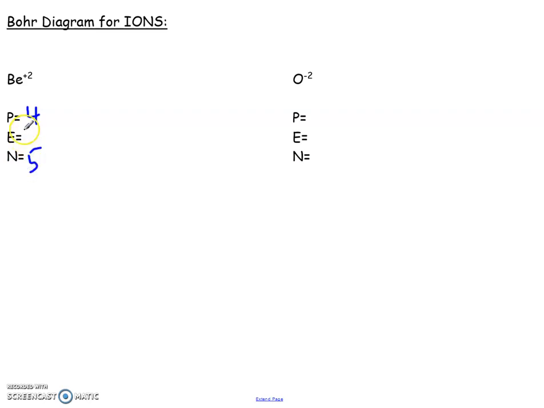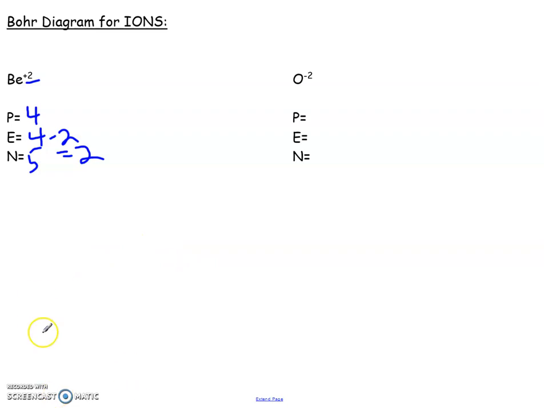Okay? So normally, if this was an atom, the atom would have 4 electrons, right? Because it's the same. But because it's +2, what that means is it has lost 2 electrons. So instead of having 4, we lost 2. So we have a total now of 2 electrons, right? 4 minus 2 is 2.